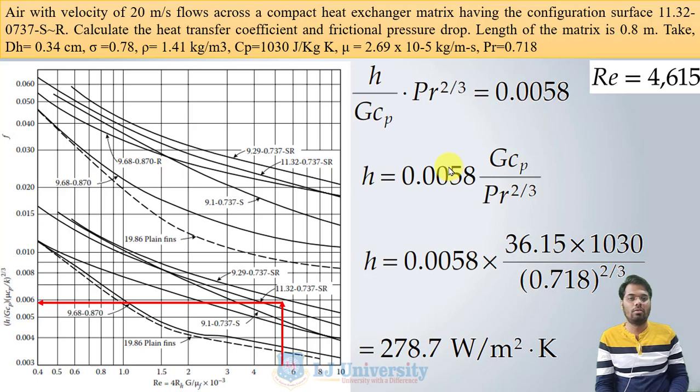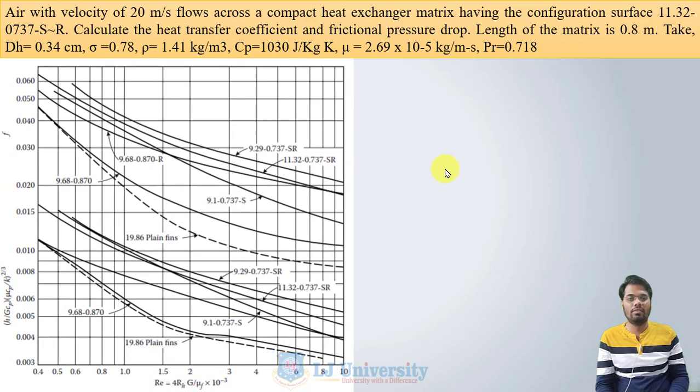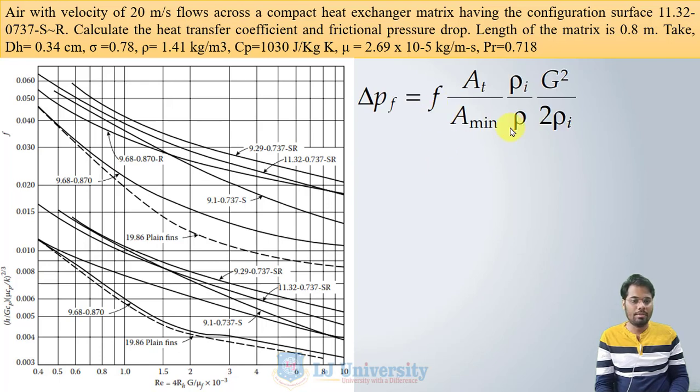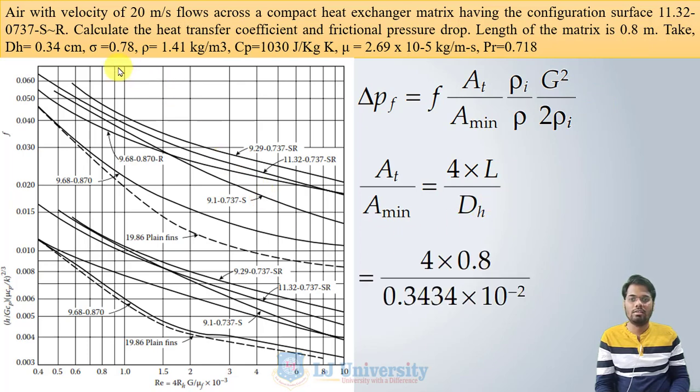Now we want to find the frictional pressure drop, that is the value of delta P. For the value of delta P, this is our equation. In this equation we know the value of G, and the value of f is going to be found from the graph, from the value of Reynolds number. AT by A minimum is derived from 4 times L upon DH. The value of L is 0.8 and DH is 0.34. By putting the values in this equation, we will get AT by A minimum as 932.